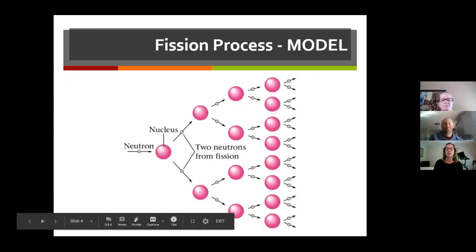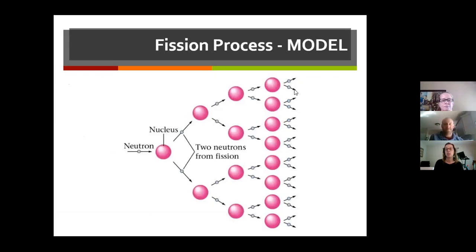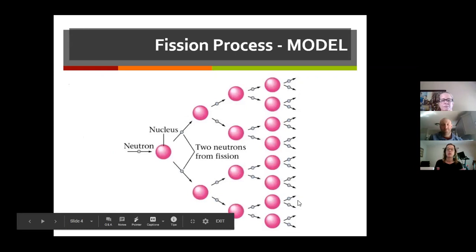This is a diagram that shows that chain reaction. You can see that when this first neutron hits this initial nucleus, 2 neutrons are formed. Then when this neutron hits this nucleus, 2 more are formed, and each one forms 2 more. So you can see how it's growing exponentially, and this is the chain reaction.